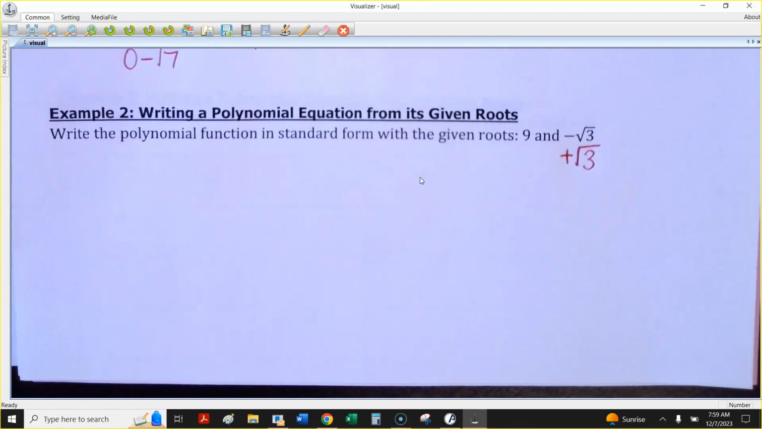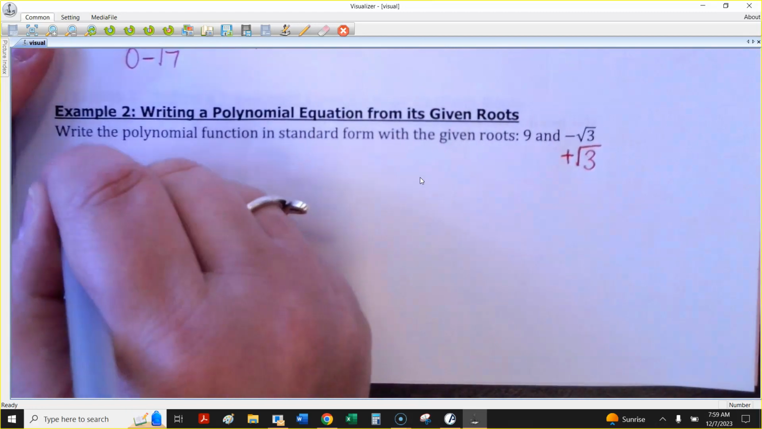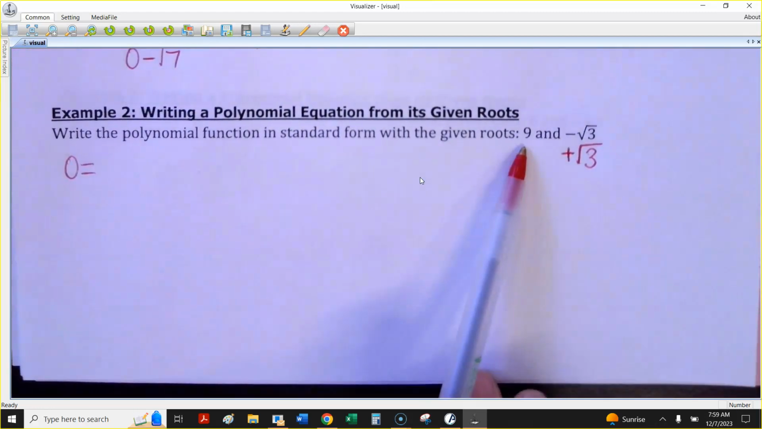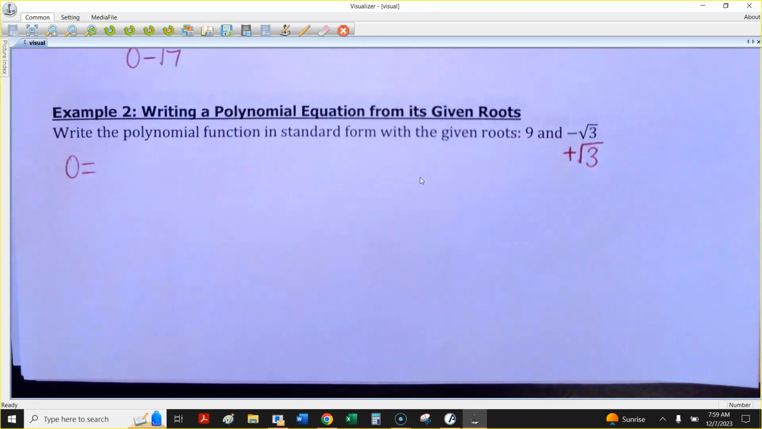Okay, so we're going to write this. We're going to start in factored form, and then we'll go to standard form. So if 9 is one of my answers, one of my zeros, one of my roots, whatever you want to call it, what would be the little factor that would go with 9?